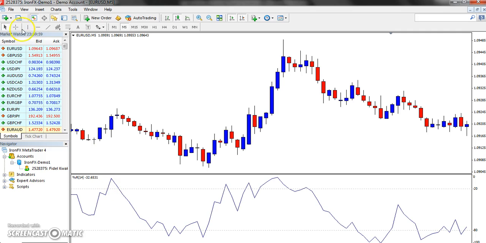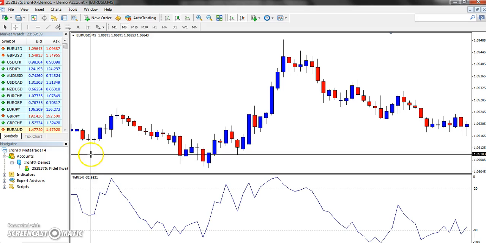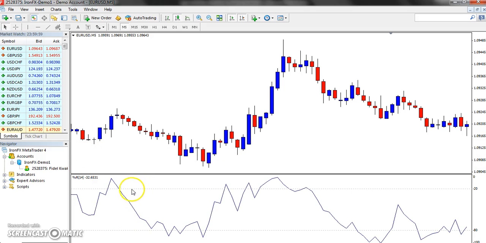Now this is what it gives us. Now let me show you how it works. In this case, I'm going to use this indicator. If the line stays within the range of the 20 and the 80, you don't take any trade. You only take a trade when the line moves above the 20 or below the 80. That's when you take a trade for the strategy.